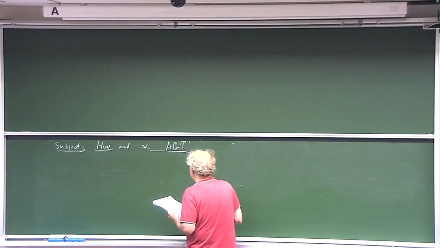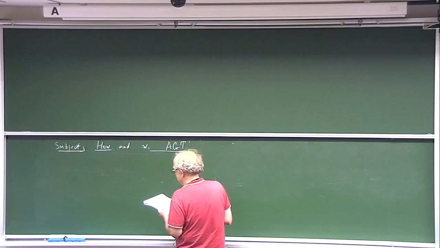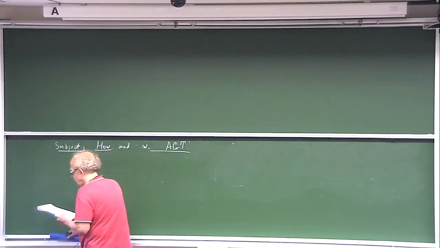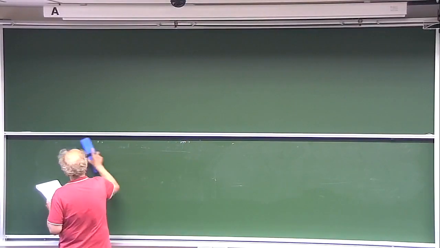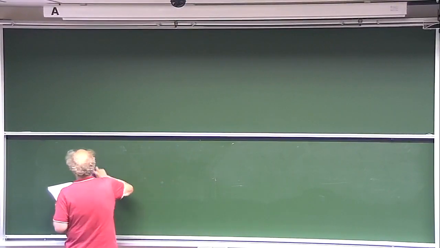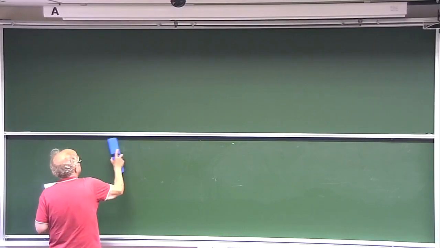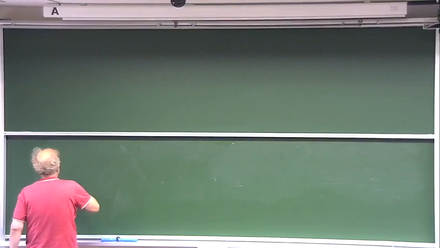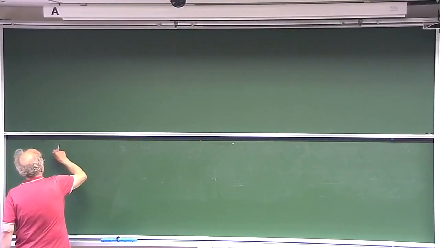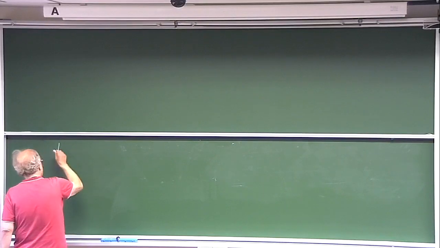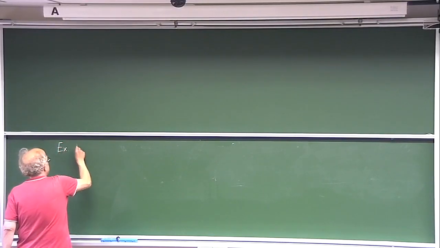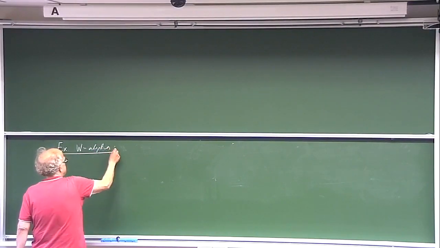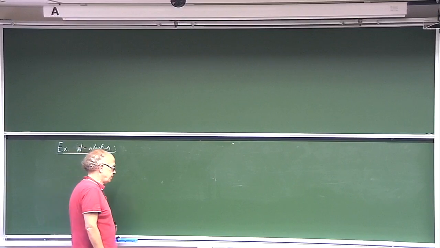But first, let me explain something about W-algebras, which I will talk about today. Well, the most popular example of a W-algebra appears in the following way.